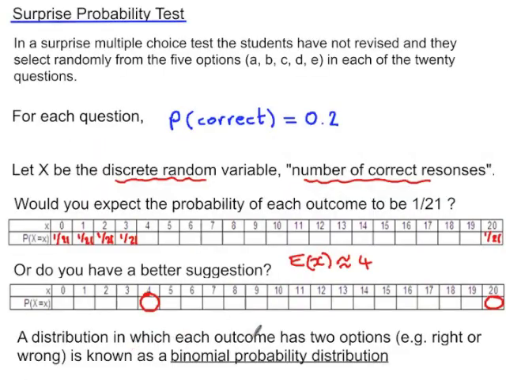This kind of distribution where each outcome has 2 options, in this case right or wrong, is known as a binomial probability distribution, and we're going to explore this type of distribution during this lesson.